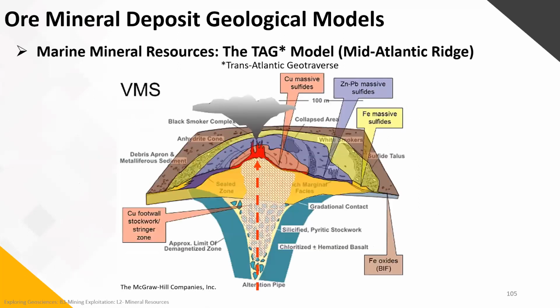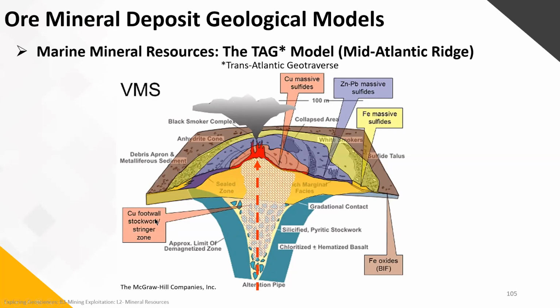These marine mineral resources are known along the mid-Atlantic ridge as the TAG model, the Trans-Atlantic Geotraverse. They basically have the same shape and characteristics as our Earth VMS. This, as shown here, is what we see if we take one and cut it in the middle, in the core. The only difference is that we would see what we call black smokers coming out from the vents.